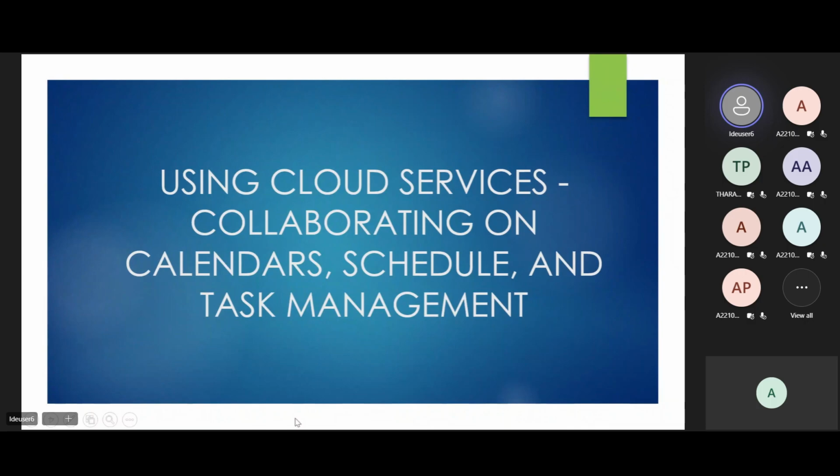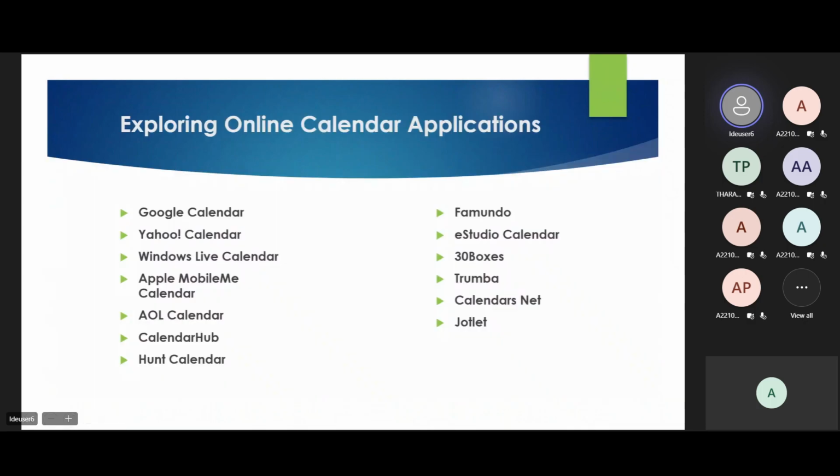Okay. So first thing, online calendar applications. These are the applications available in the cloud for calendar service. Google provides Google Calendar, Yahoo, Microsoft provides Windows Live Calendar, and Apple Mobile Me Calendar, AOL Calendar. We are going to see these one by one. Okay. So Google Calendar. The screen shows you how the Google Calendar looks.